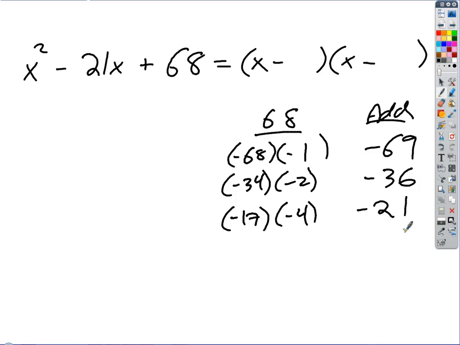Okay, and could I go any further? I don't think I can. But what do you notice here? I want you to notice this trend. As the two numbers that multiply to 68 are very far apart, look how big the sum is. I get big numbers. But as the two numbers draw closer together, the sum gets a lot smaller, doesn't it? Okay, that's always true. That's a good thing to recognize.